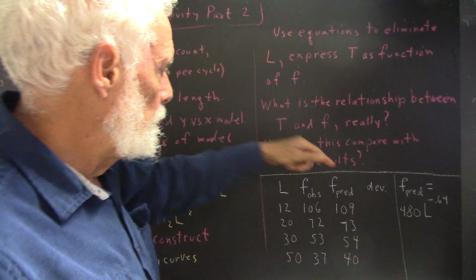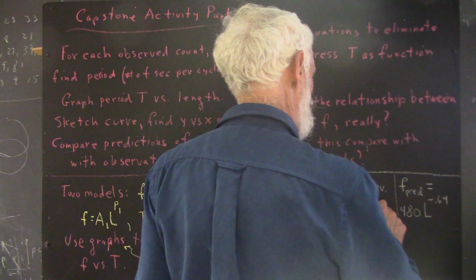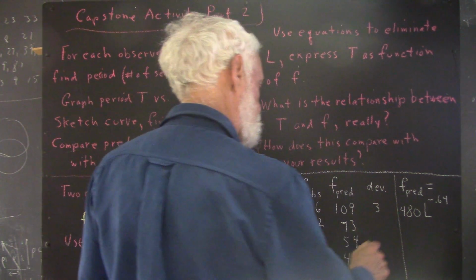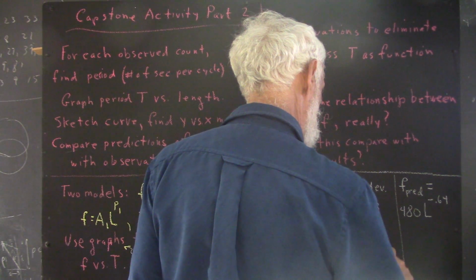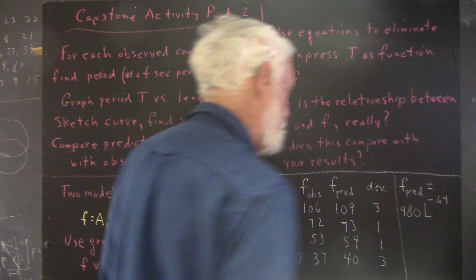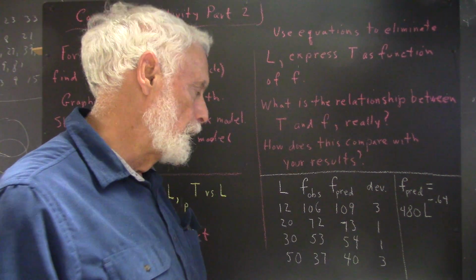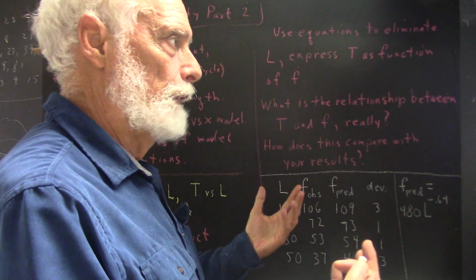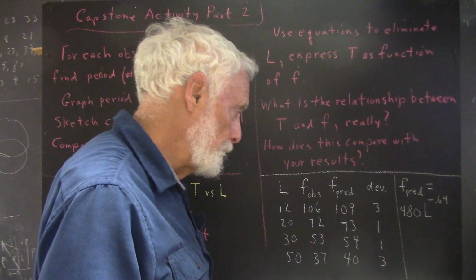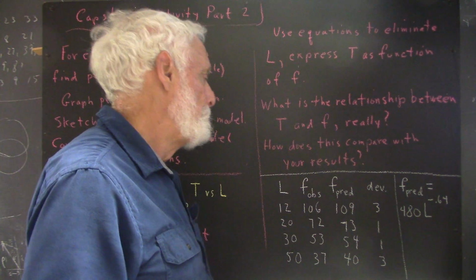So, our deviation here is 3. Our deviation here is 1. Our deviation here is 1. Our deviation here is 3. The total of those deviations is 5. There were 4 of them. So we could say maybe that the average of our deviations was 1.2, which isn't too bad.